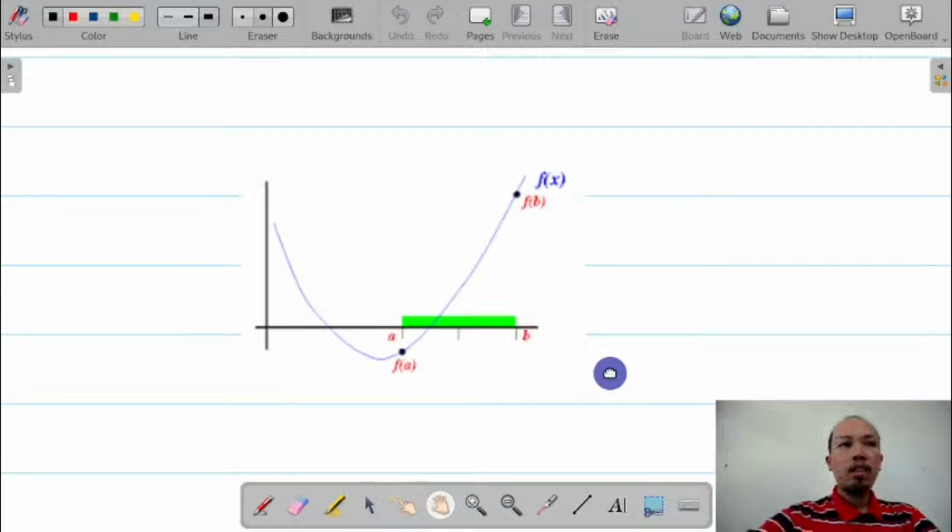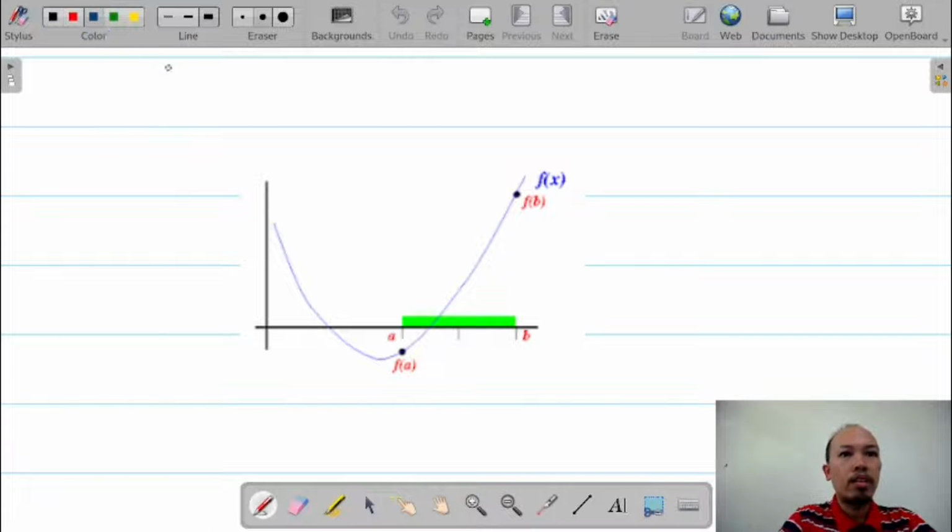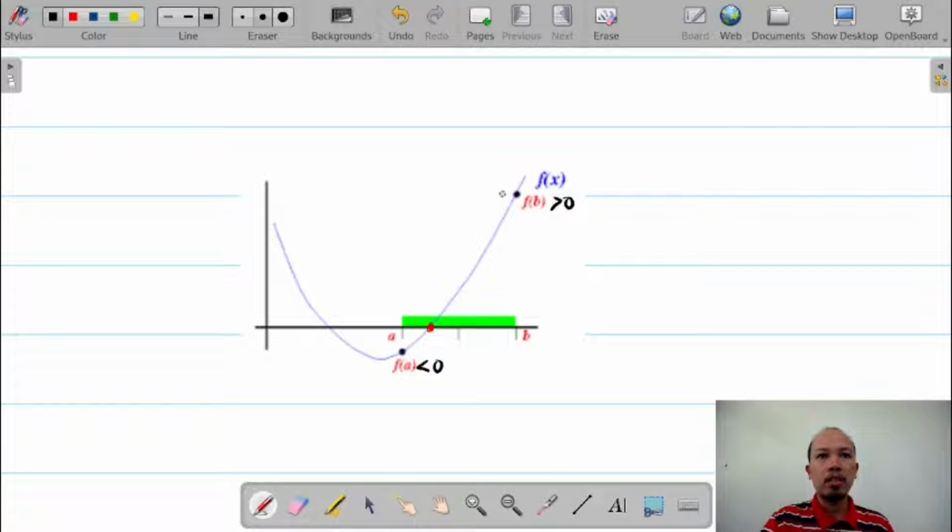Yes, okay, that one. If you recall the definition, it says here that at each iteration, at the first iteration, you have to divide the interval [a, b] into two subintervals and evaluate f at the midpoint. So meaning to say, if this is the interval, and let's say this one here is the root of the function f of x, then f of a is less than zero, and f of b is greater than zero, as you can see here.